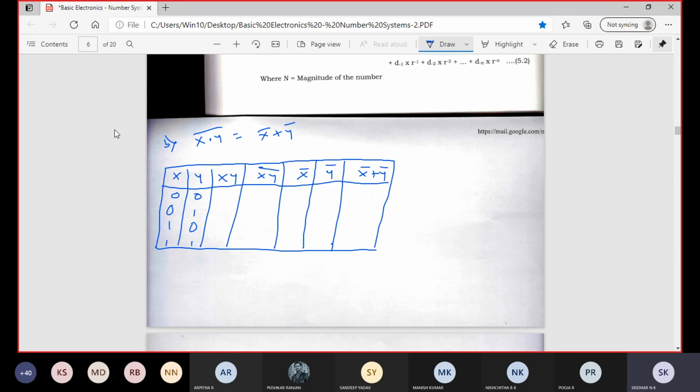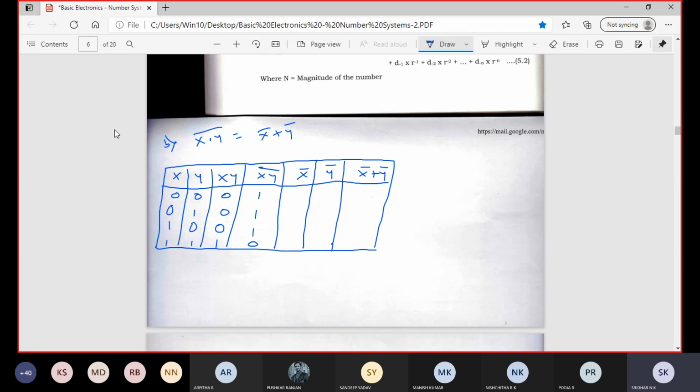Now x dot y means 0 into 0. This is the x column and this is the y column. So 0 into 0, what will be the answer? 0. 0 into 1 is 0, 1 into 0 is 0, 1 into 1 is 1. Right. So this is xy whole bar, the complement of this. So what will be the column filling? 1, 1, 1, 0.